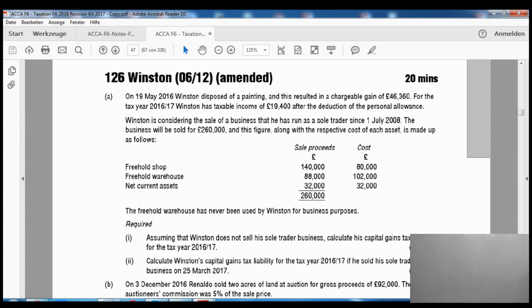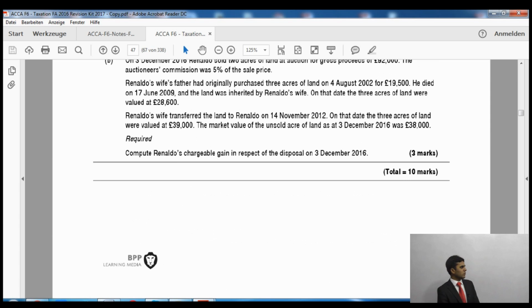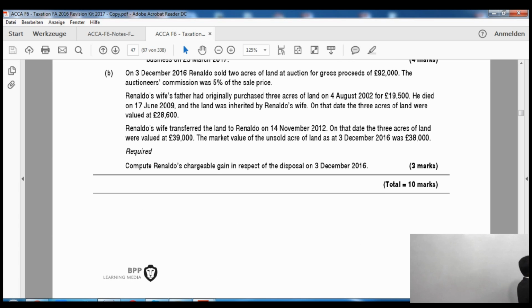Right then, so next question is question number 126. It's Windsor and it was examined in June 2012. The part which is relevant for part disposal, the topic which we have seen, the very first topic that we have seen in this lecture, is part B of this question. Let's read this question.